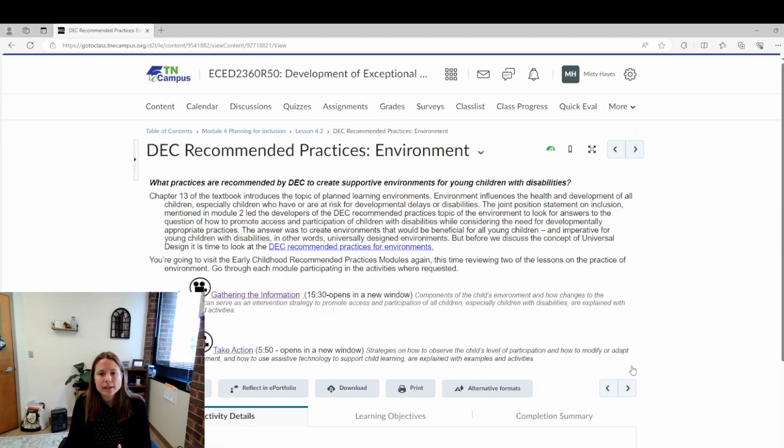Okay, so when we're looking at inclusion, what is Division of Early Childhood recommending? What kind of practices? How should you set this environment up? How are you supporting them? Is it beneficial for the child? How are we designing the environment?